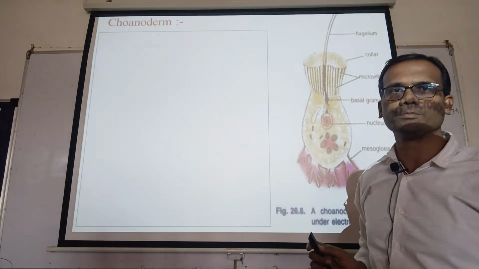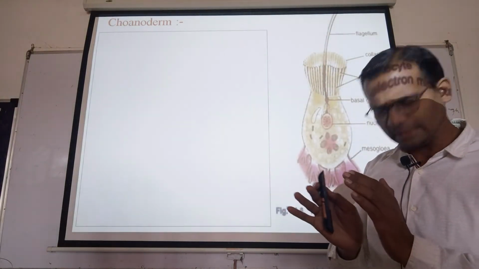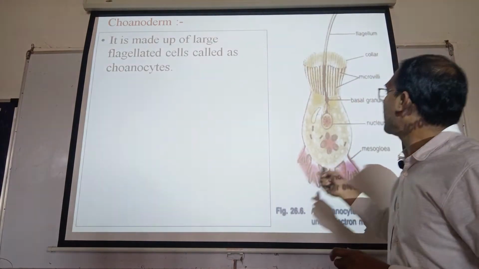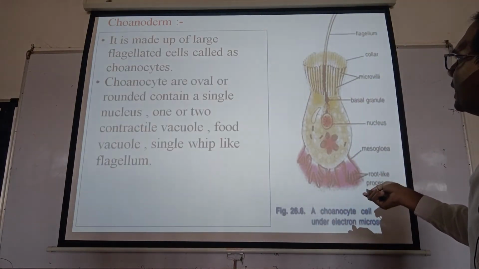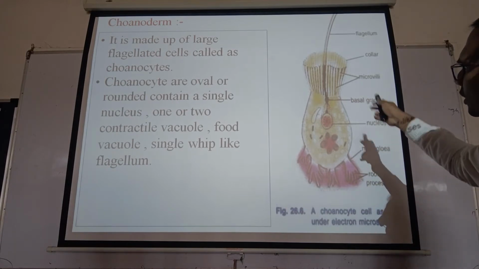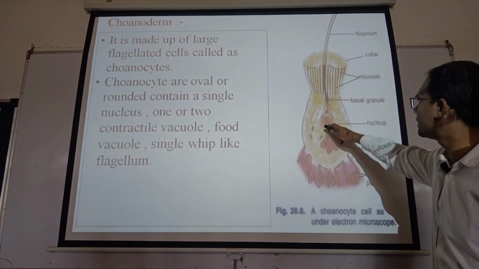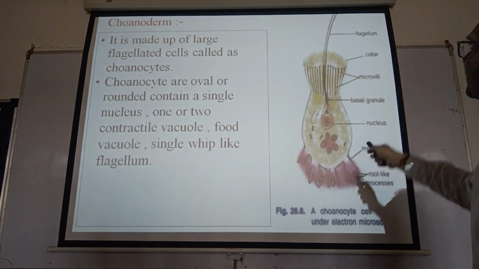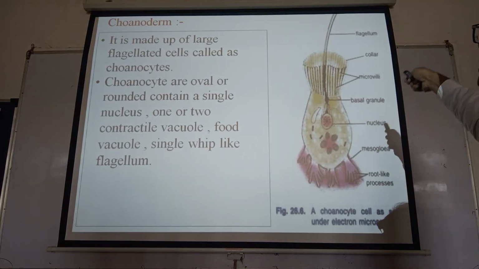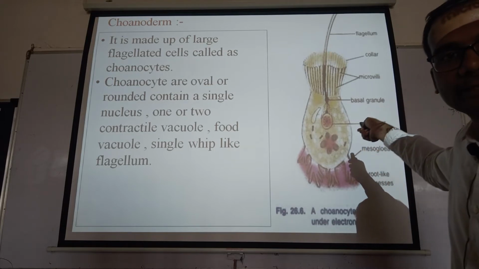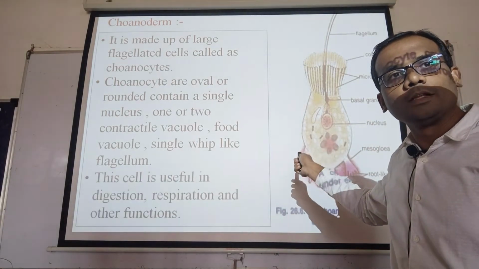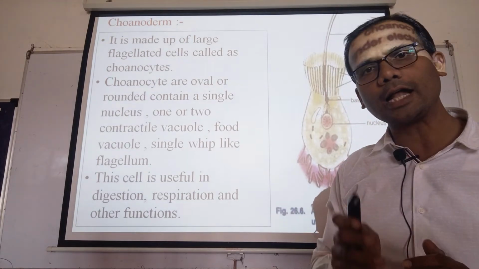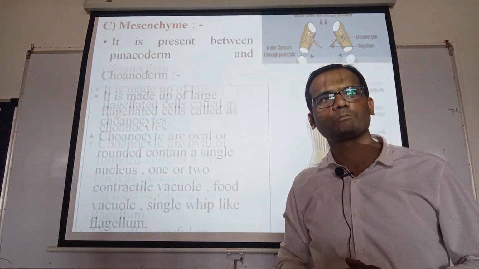Next is the choanoderm. This is one of the important cell layers present in Scypha. It is made up of large flattened cells called choanocytes. They have an oval or rounded shape, a single nucleus, two or more contractile food vacuoles, and a single whip-like flagellum. These choanocyte cells are very useful in digestion, respiration, and other functions.